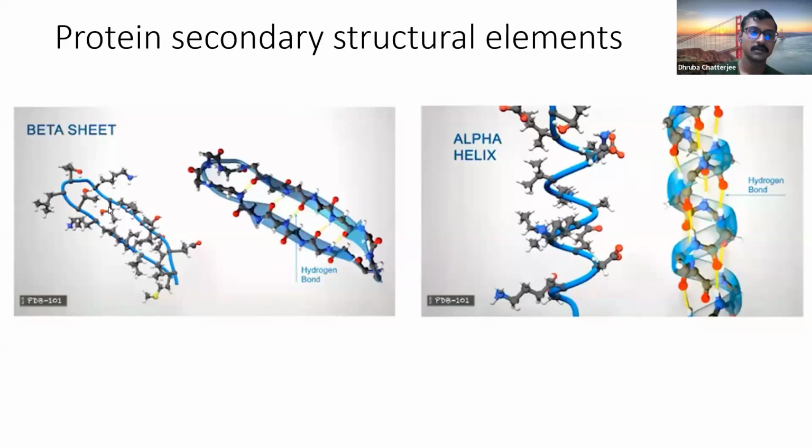In beta sheets, what you have is hydrogen bonding between two parallel or anti-parallel sheets of amino acid residues, a kind of horizontal hydrogen bonding. And between the two sheets lie these beta turns or loops. Okay, they connect them.